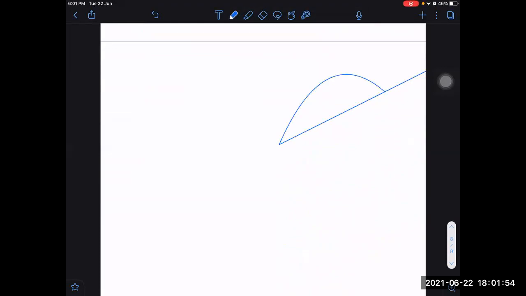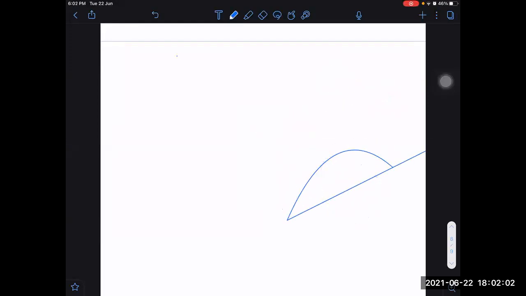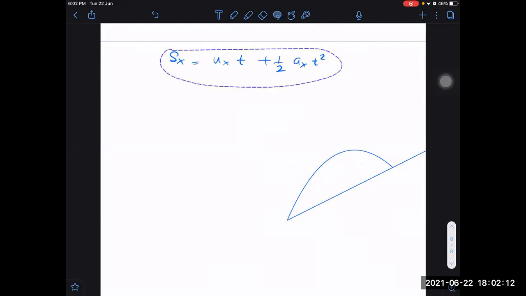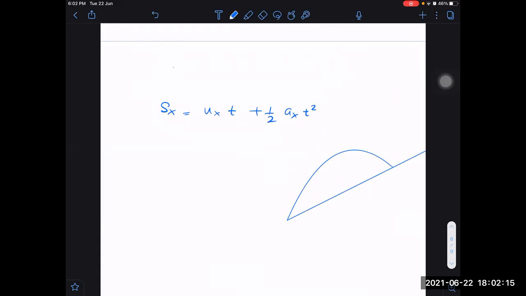Next. What are the other ways to arrive at the range? There are other ways also. Let me take another way. Sx is equal to ux into t plus half of ax into t square. This is one equation. And another equation is sy is equal to uy into t plus half of ay into t square. This way also we can arrive at the result.